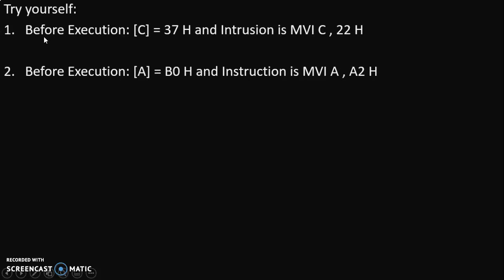Try it yourself. Let's say that before execution the content of the C register is 37H and the instruction is MVI C, 22H. So can you guess the content of the C register after execution? And the second problem: before execution the content of the accumulator is B0H. Here B is a hexadecimal number, B0H, and the instruction is MVI A, A2H. Again here A is a hexadecimal number. So can you guess the content of the accumulator after execution?